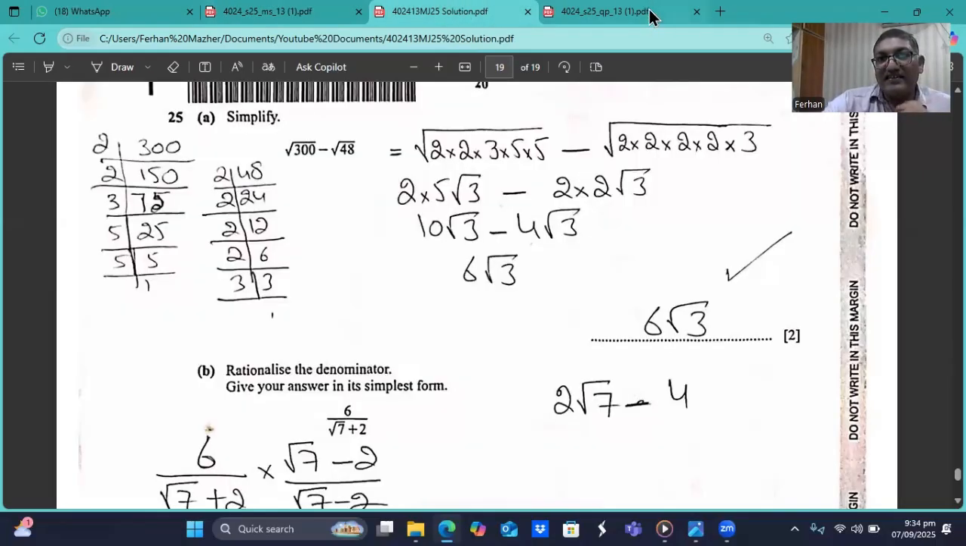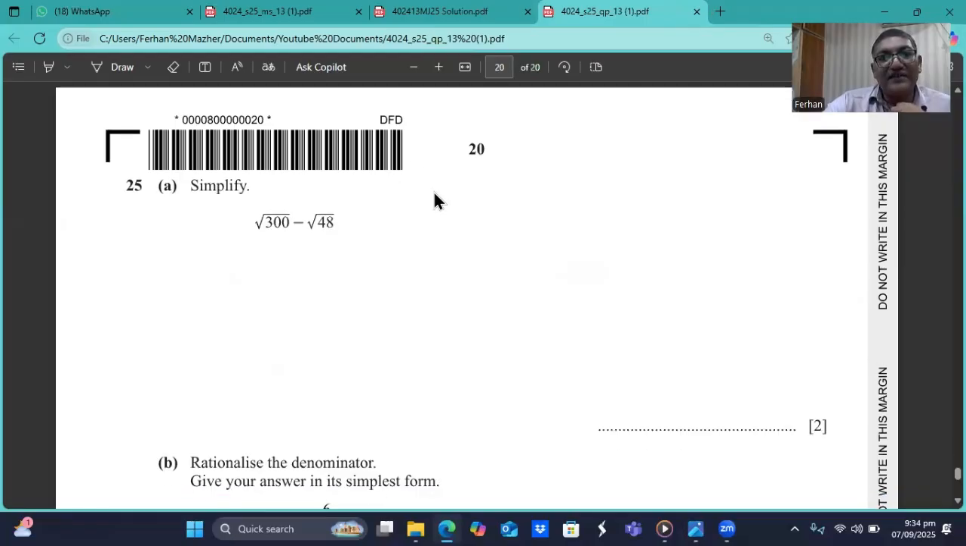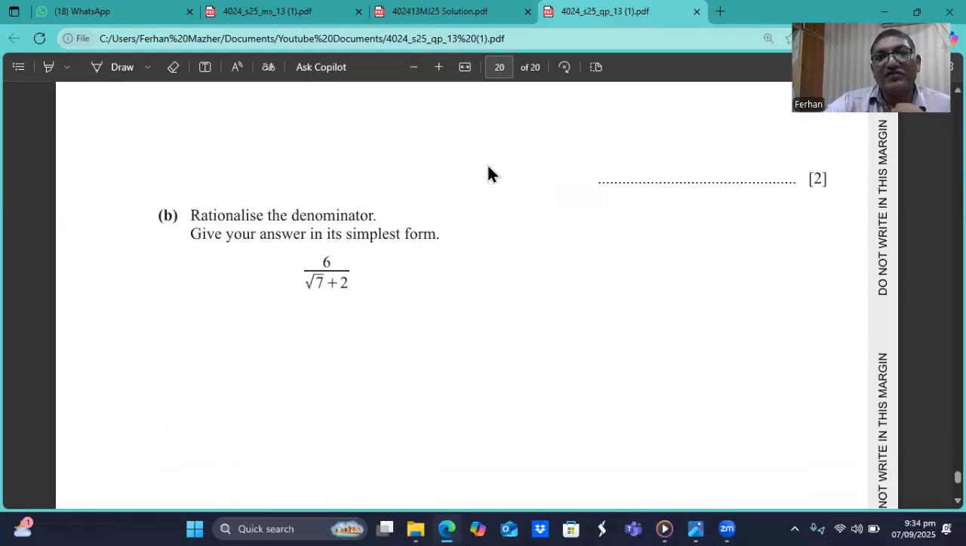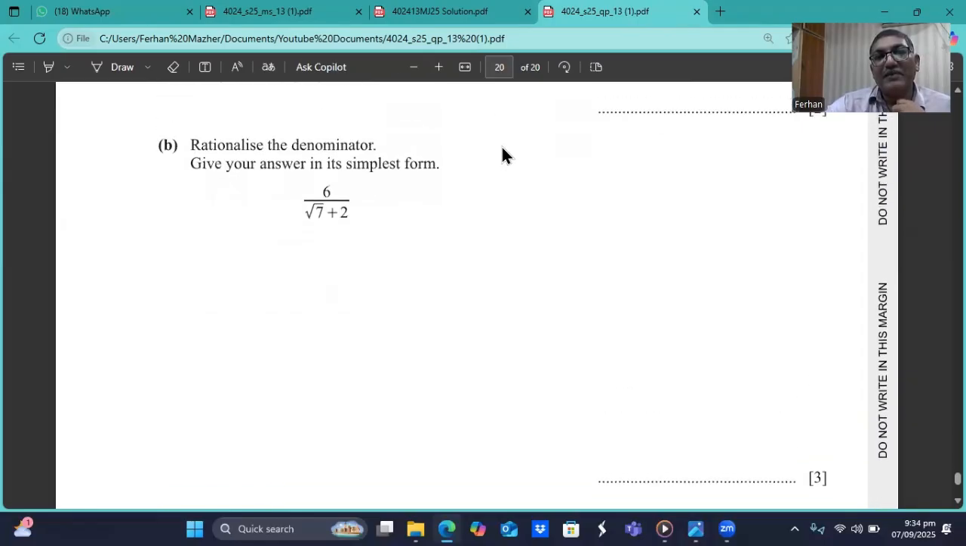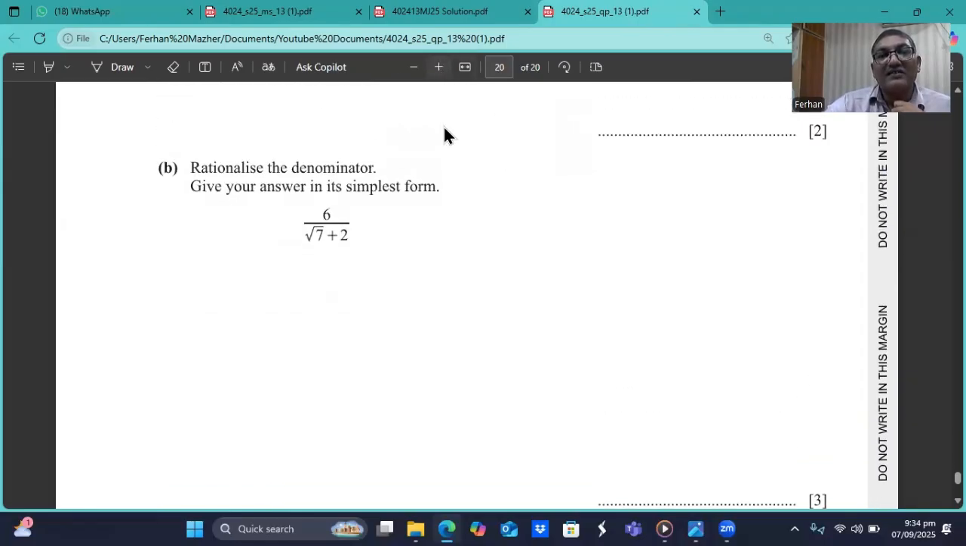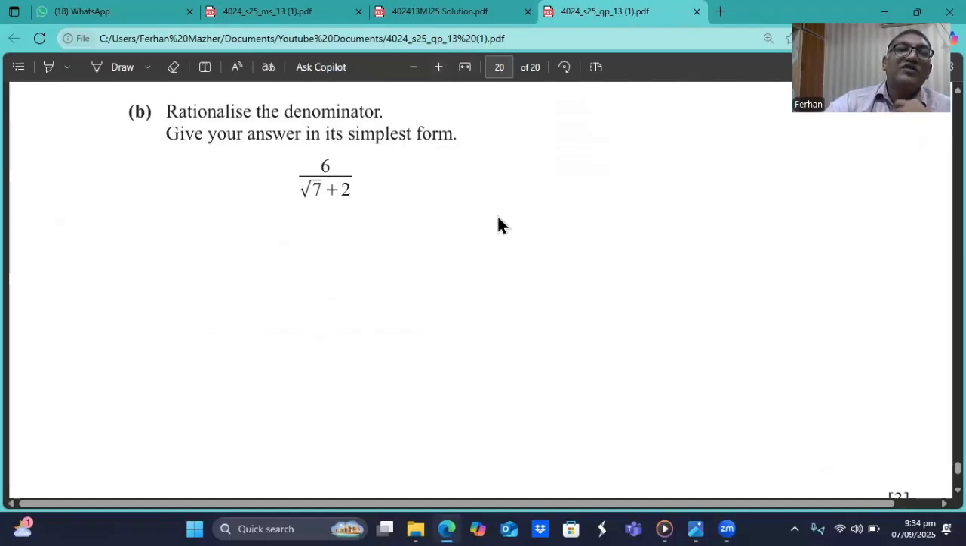I hope you understand. This is question number 25, A part, 2 marks question it was. Then we have question number 25, B part. It's a 3 marks question. So they want me to rationalize the denominator, give your answer in its simplest form. So we have to rationalize this.